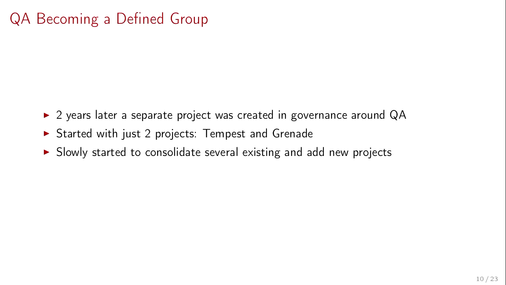Over the next 2 years, QA evolved into a separate project. The team that was working on Tempest and DevStack and Grenade and testing in the community slowly coalesced into a team. And it started with just two projects, Tempest and Grenade. And slowly over time, it started pulling in more and more projects to get where you saw that list earlier. This was about, I want to say, 2013 timeframe. So it's all actually happened pretty quickly because OpenStack isn't that old of a project.